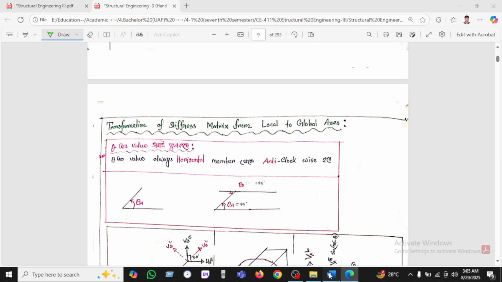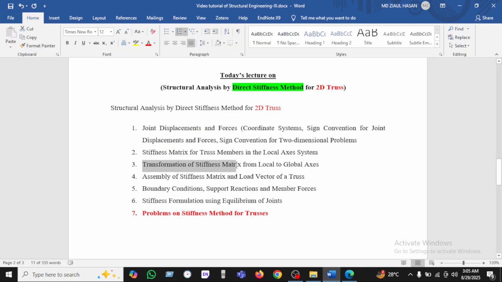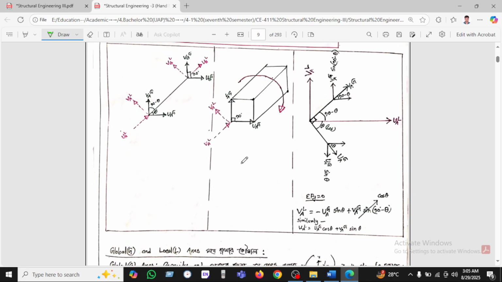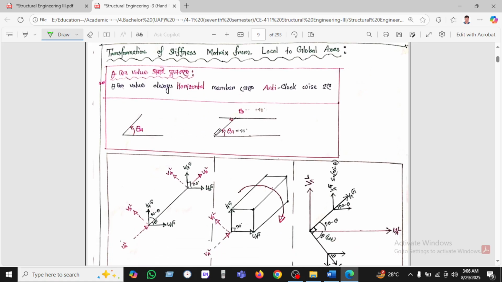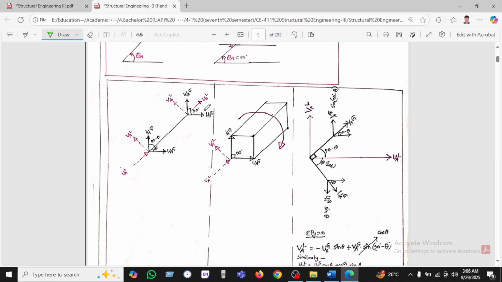Okay. Now we can see the transformation of matrix from local to global. Okay, so we've been seeing the transformation of stiffness matrix from local to global. The theta will always be counted from the horizontal member, not the vertical member, so you have to remember that, and it must be anti-clockwise. So we've seen here this local axis, this is the global axis, and the global axis here. So theta will be counted here.